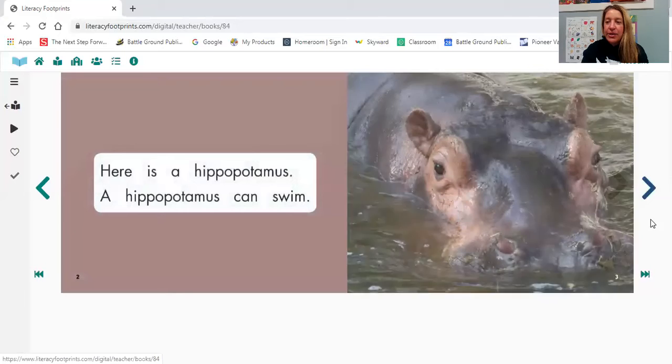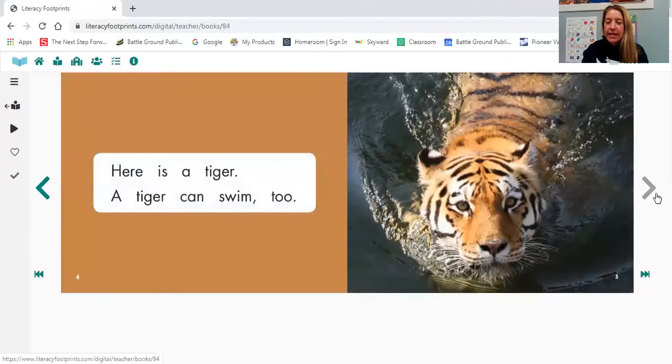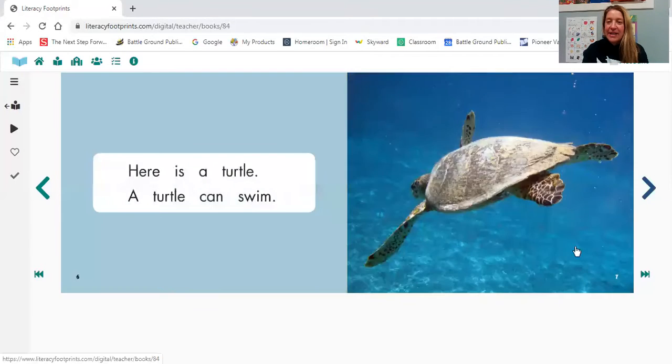All right, let's continue to take a little book walk through our text. Now this, I was so surprised by. How many of you were expecting to see a tiger in this book? I was very surprised. But tigers can swim, so they do belong in this book. All right, let's look at our next page. This is another word that starts with the letter T. This is called a turtle.